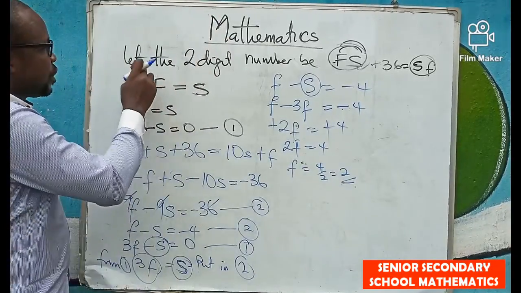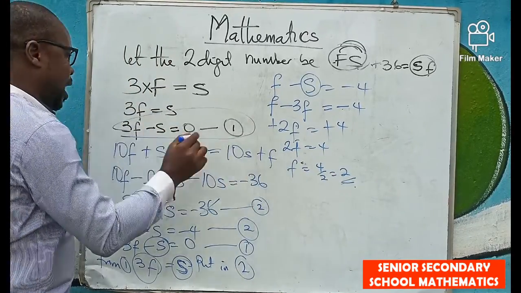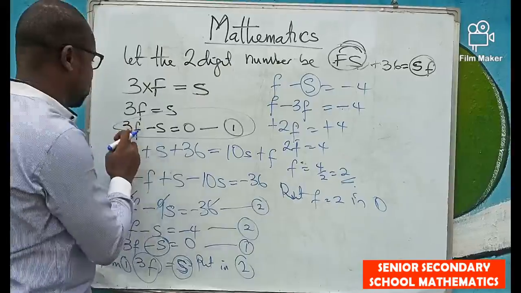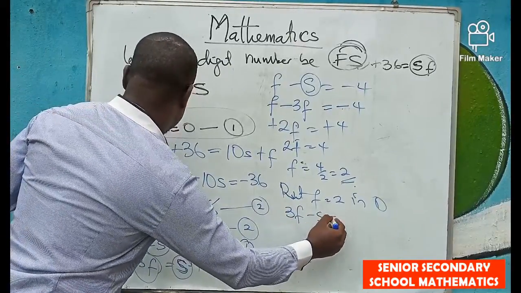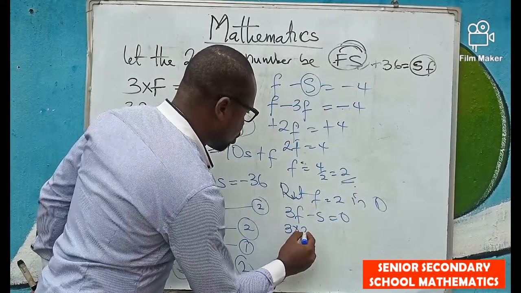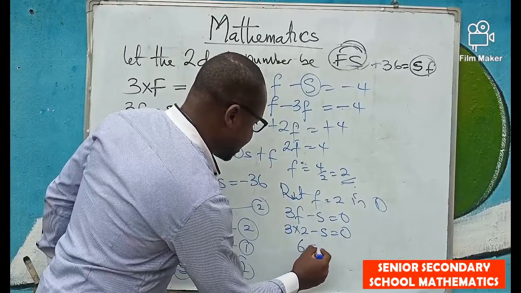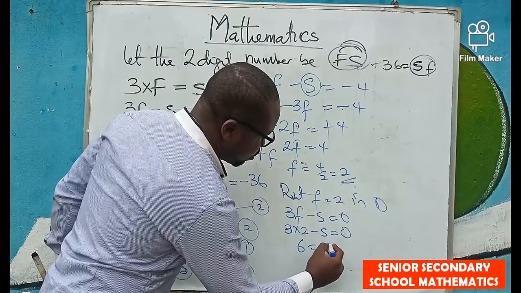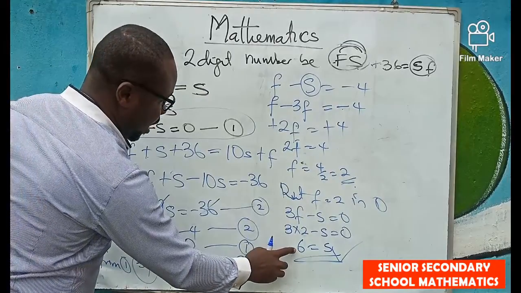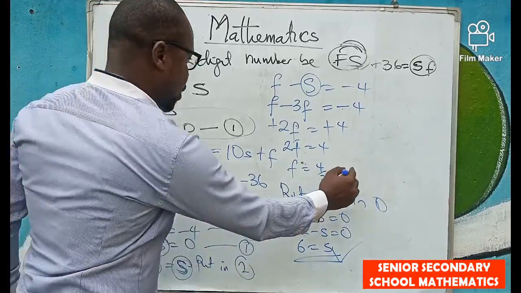So I can now put the value of F equals 2 in any of my equations. Let me put it in equation 1. My equation 1 says 3F minus S is equal to 0. Meaning that F is 2 now, so 3 times 2 minus S is equal to 0. Meaning that 6 is equal to S. So the value of our S is 6, and the value of our F is 2.